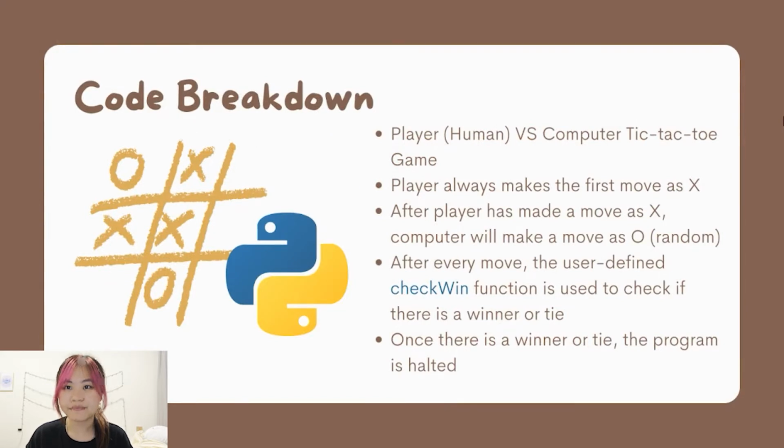Firstly, in this game, the human player will always make the first move as X, and once the human player has made a move, the computer will then make a random move as O, which has been selected with the random choice function. After every move, the user-defined check-win function will be used to check if there is a win or tie, and once a win or tie is detected, the game will then end.